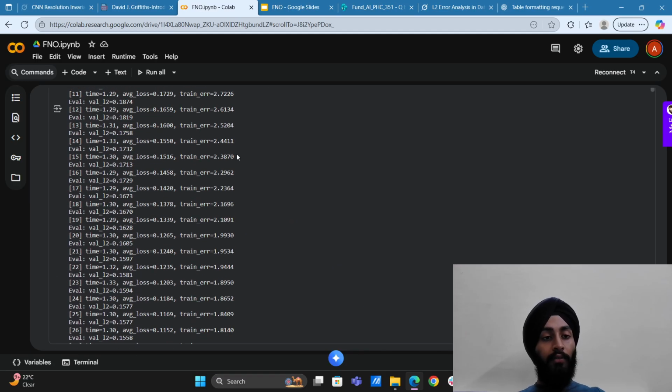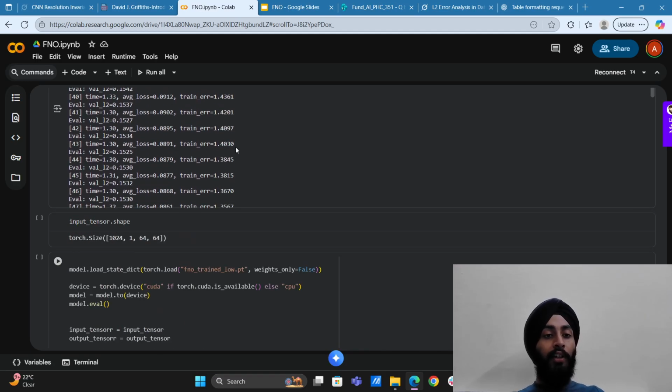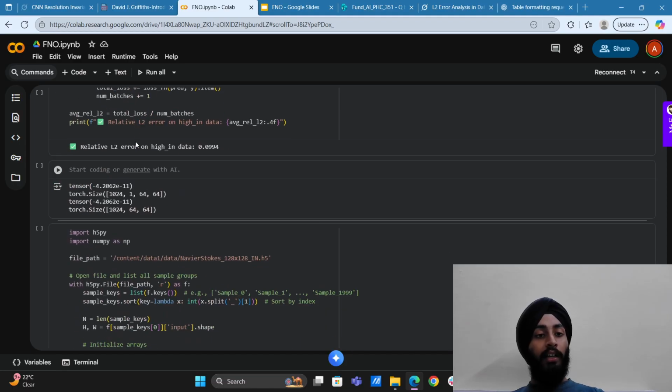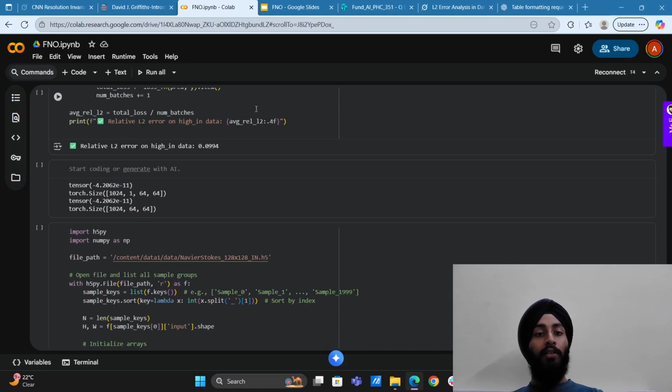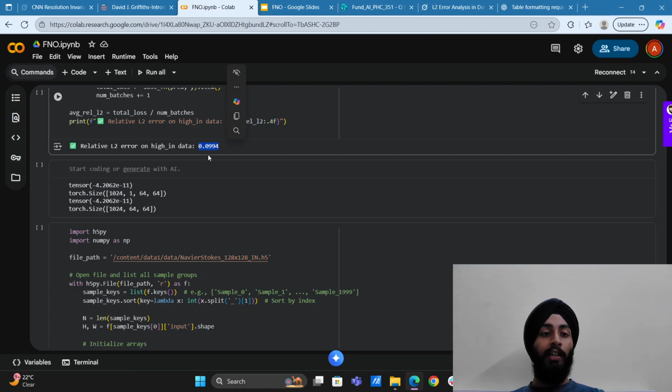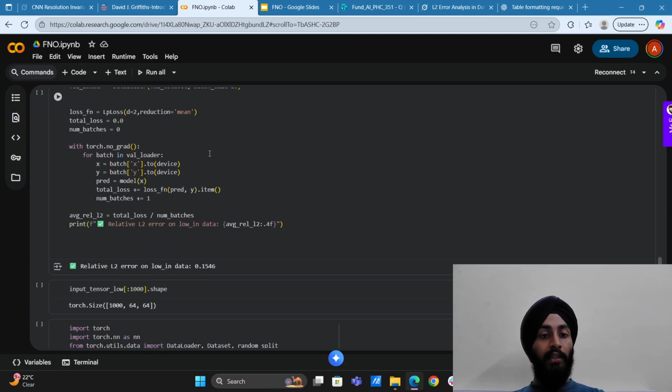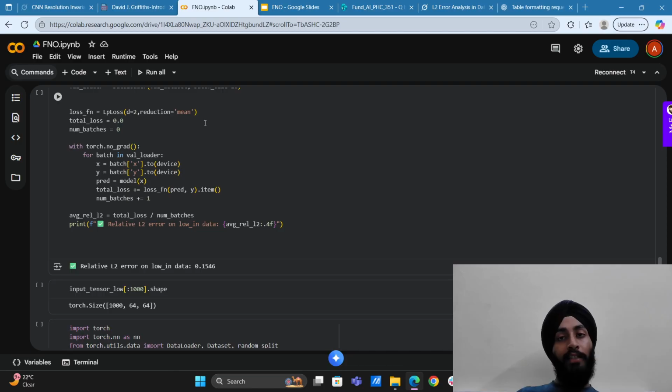So as you can see, I first of all trained the model on a 64 cross 64 resolution, and it is still quite close to the ground truth that I got, and the relative L2 error I got is only 0.15 in this case. And again, I tested this model on the high resolution, and the relative error is even lower, surprisingly, which is 0.099 only. So you can see it is generalizing really well. And I have even tested the earlier high resolution trained model on the low input data, and you can see that the error is only 0.1546.